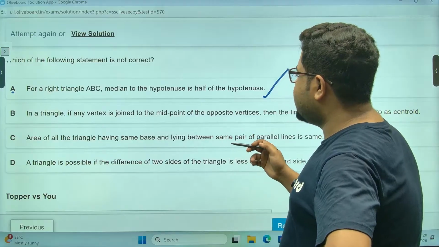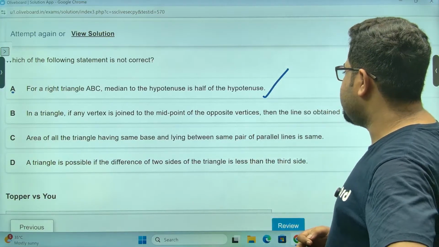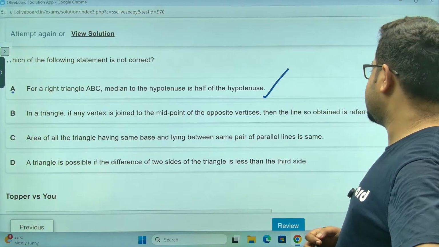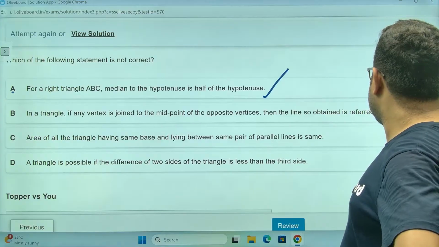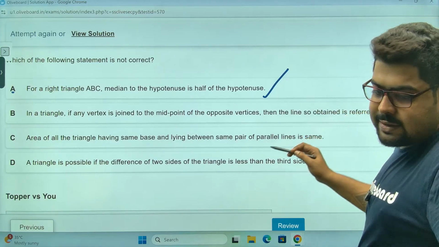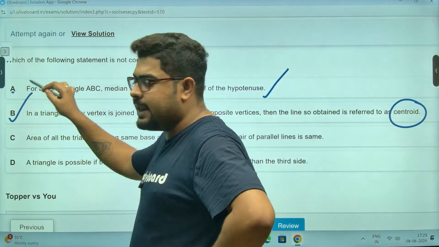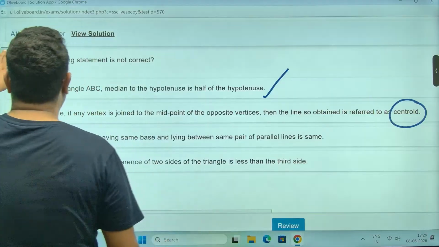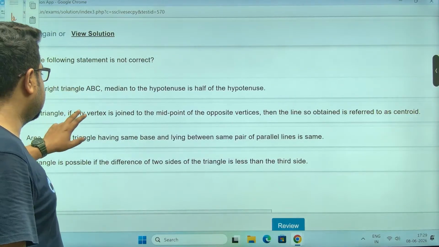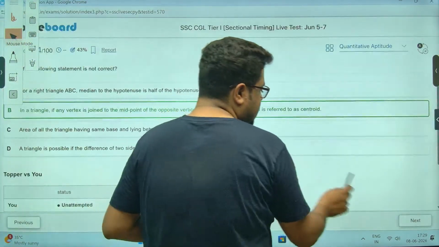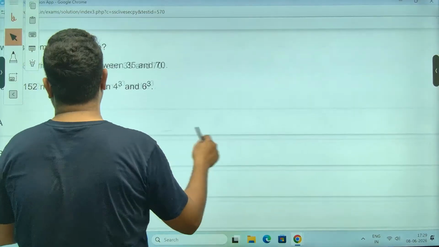In a triangle, if a vertex is joined to the midpoint of the opposite side, the line is never a centroid. This is your answer. The line is a median, the point is the centroid, where all three medians meet. So this is your correct answer. That is wrong. Again, a very simple one.